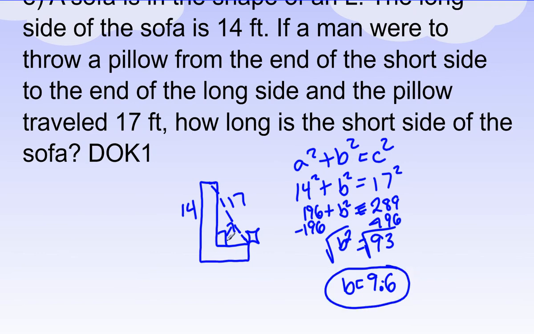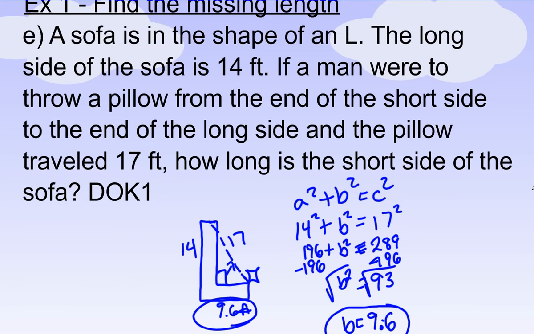So the short side of the sofa is about 9.6 feet long. Draw a picture. It really helps.